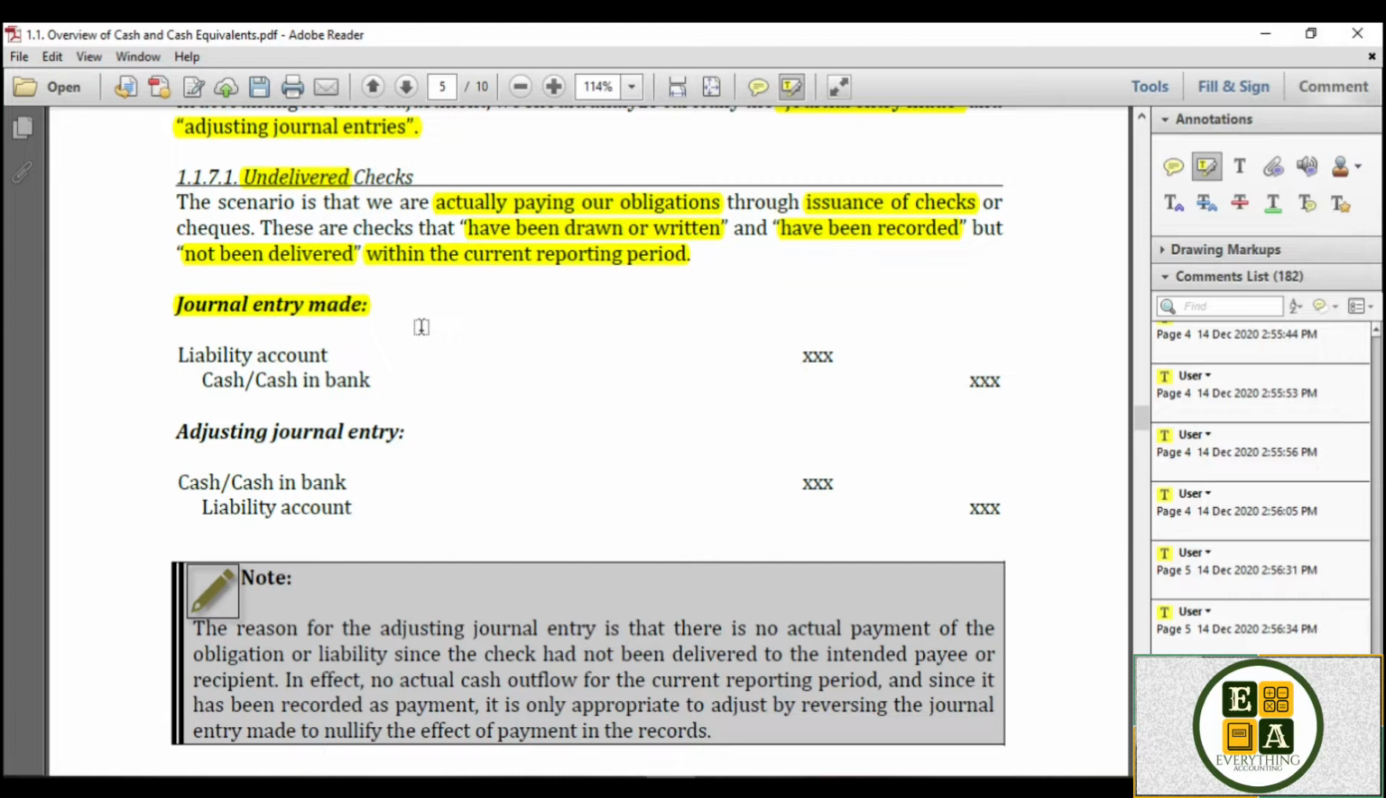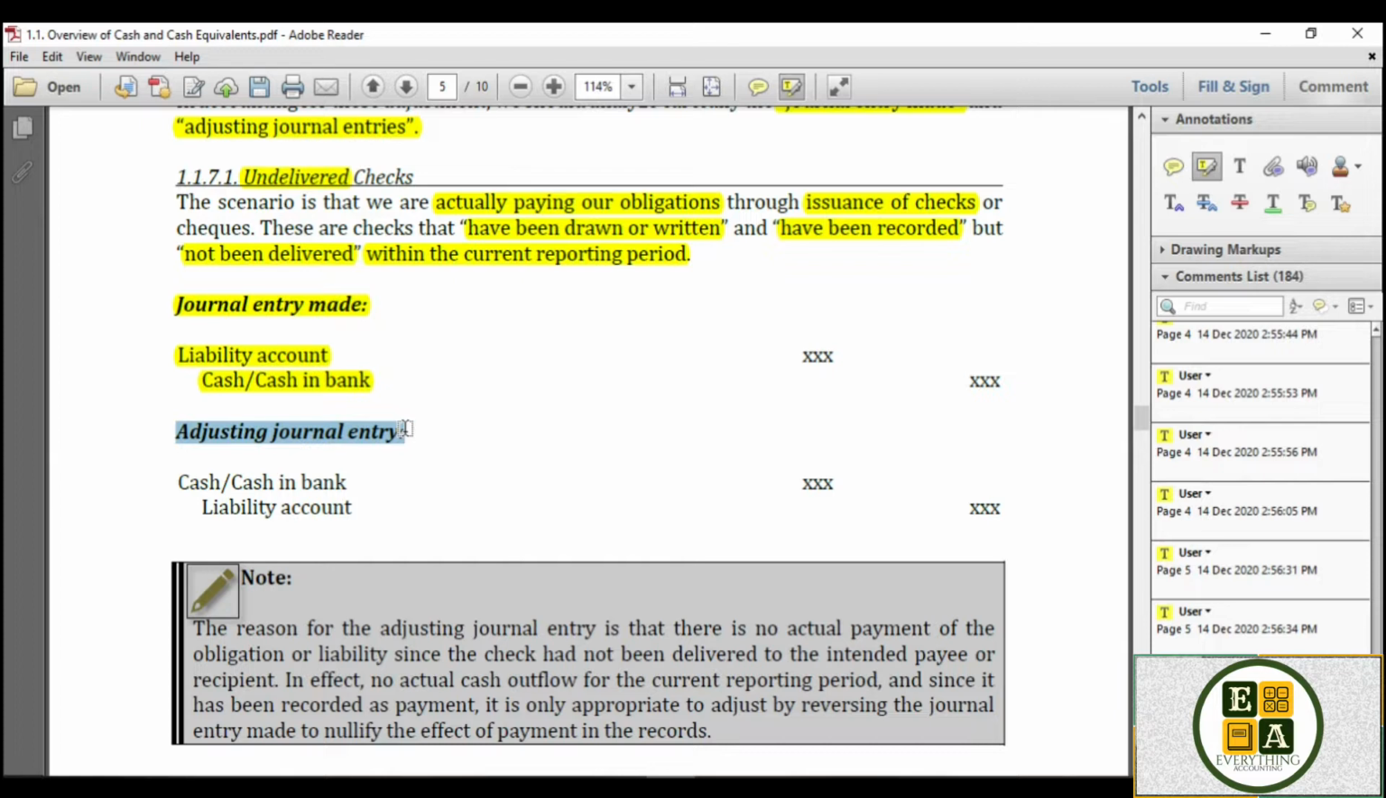Since yung nasa isip natin is we are issuing a check to pay an obligation, binayaran natin yung obligation. Kaya nag-debit tayo ng liability account, then magka-credit tayo ng cash or cash in bank. However, bayad lang tayo as to record, pero hindi talaga tayo actually nag-pay, no actual payment that had been made because of being undelivered, kailangan may adjusting entry tayo dyan.